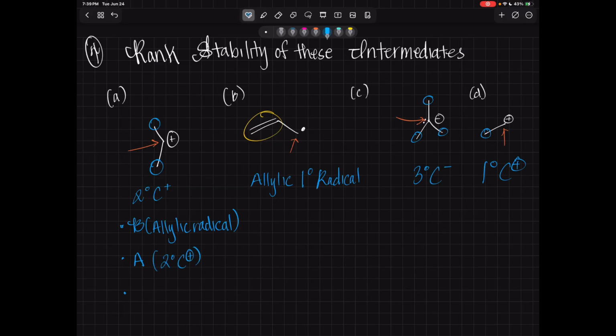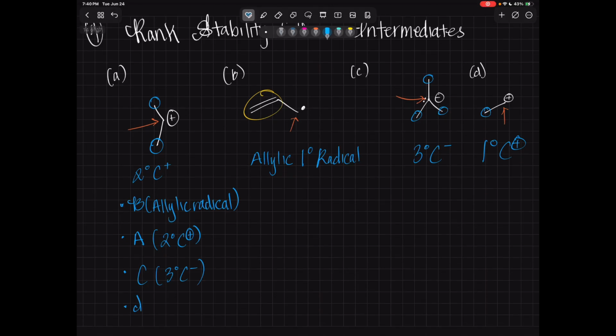Let's look at C. If we look at C, we have a tertiary carbanion. What we know about carbanions is that the more substituted they are, the less stable they actually are. So in this case, this isn't stable. This is actually at its most unwanted state. It doesn't want to be in this situation. And let's look at D. D is a primary carbocation. So if we had to rank these, let's do the stability.